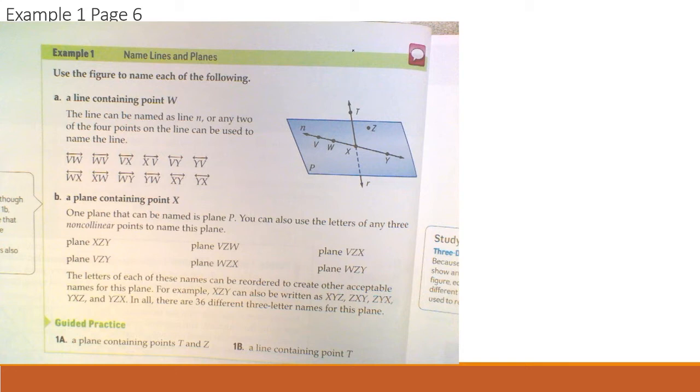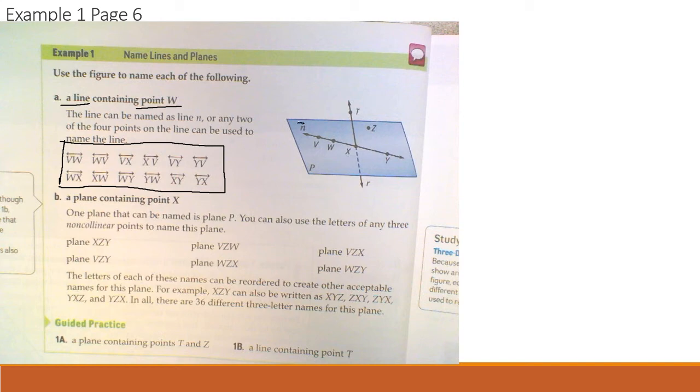So let's go over some problems here just to practice. It says use the figure to name each of the following. A line containing W. So the line can be named as line N or any 2 of the 4 points that can be used. So this is an example of one they already did here. They want a line that contains point W. Well, all of these lines here contain point W. These especially because they have W in them. So VW obviously contains W. WX obviously contains W, and so on and so forth.